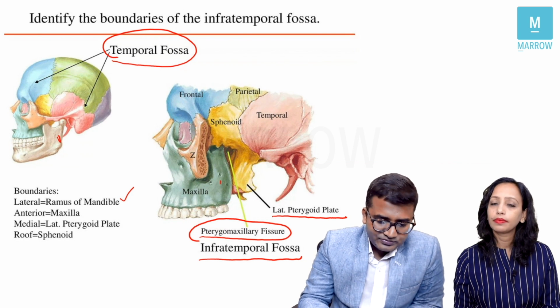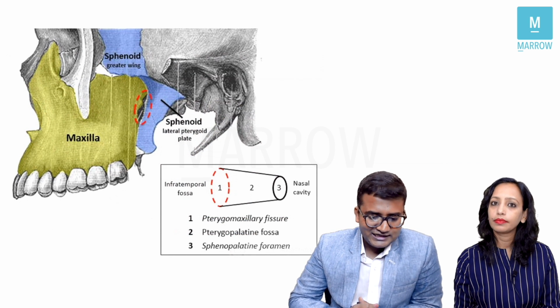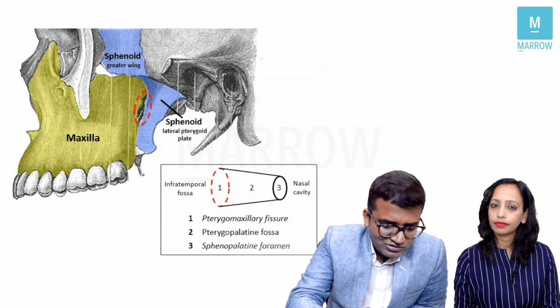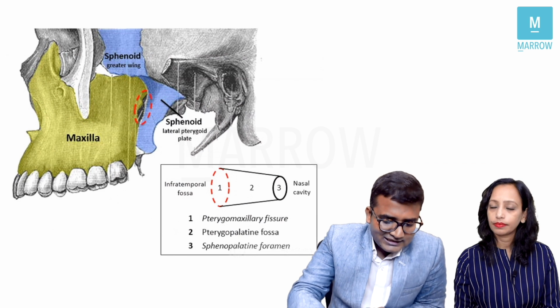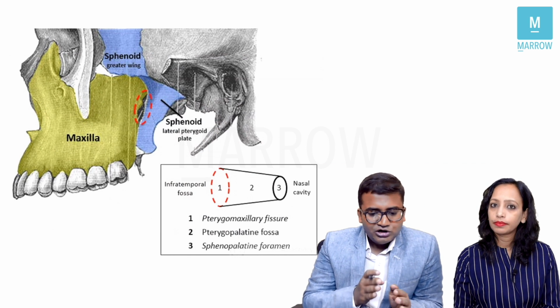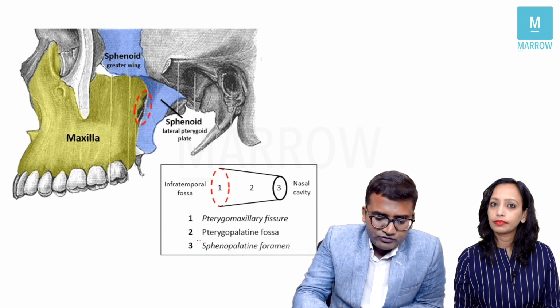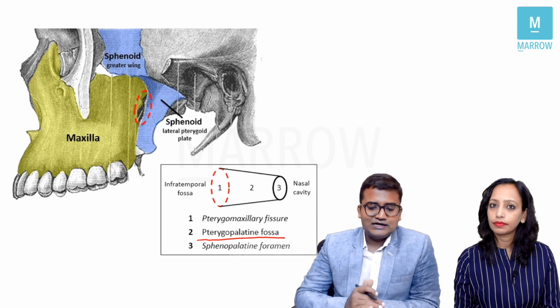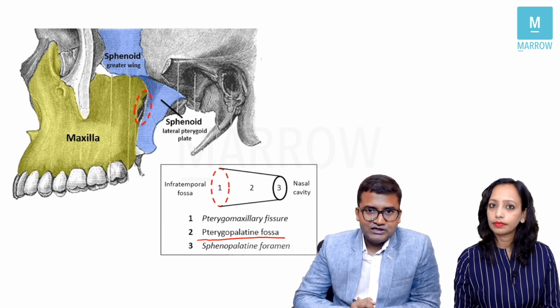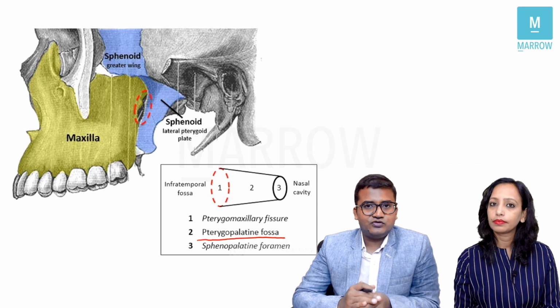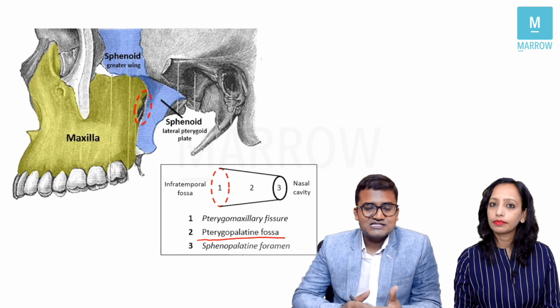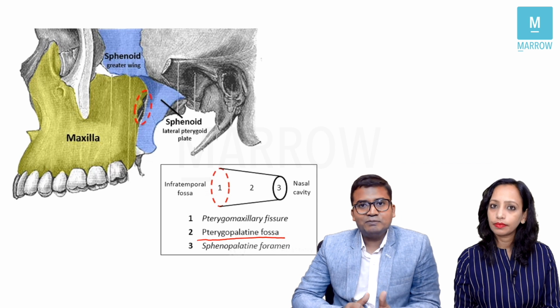Now see this diagram. This is a diagram showing the pterygomaxillary fissure. Can you see the dotted round red line? Yes, that is the pterygomaxillary fissure. Now if you go inside the pterygomaxillary fissure, you will be seeing one fossa there. That fossa is called pterygopalatine fossa. So the pterygopalatine fossa is a fossa present between maxilla bone, sphenoid bone, and the palatine bone.